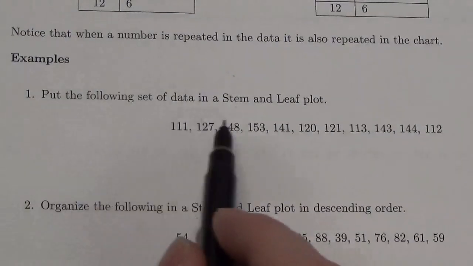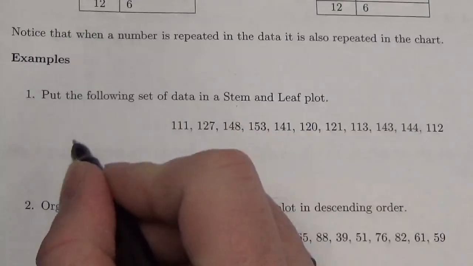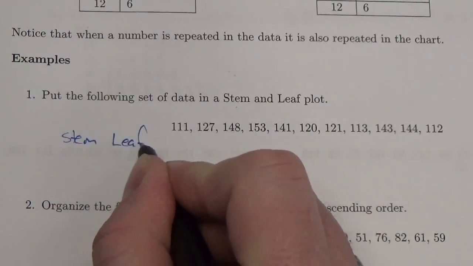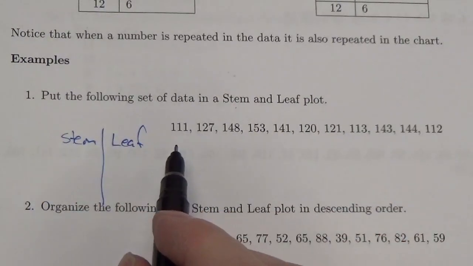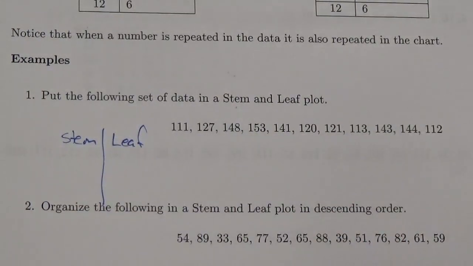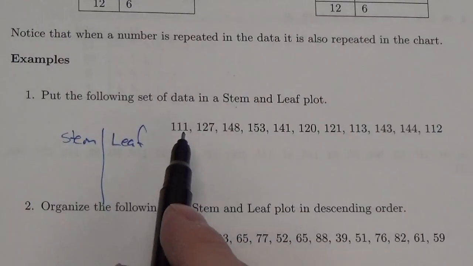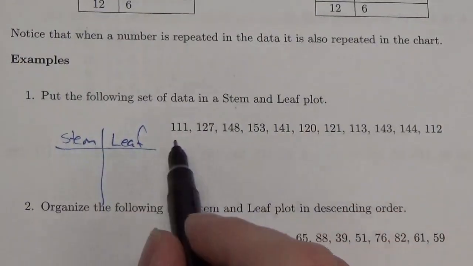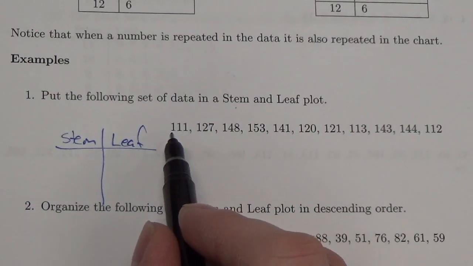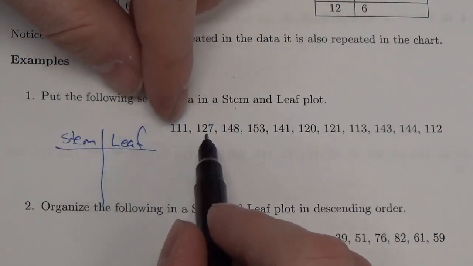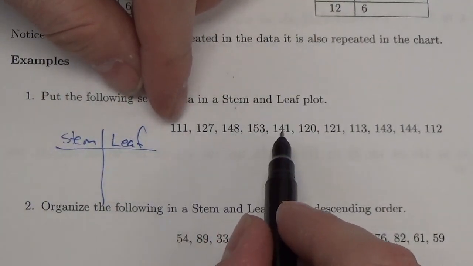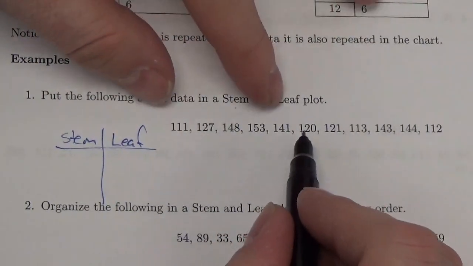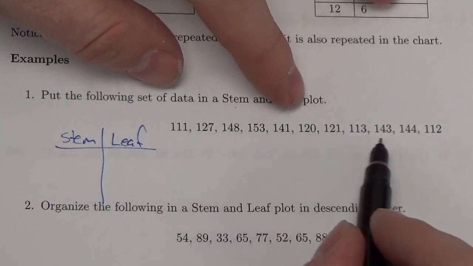Okay, so put the following data into a stem and leaf plot here. So we've got our stem and we've got our leaf. When I take a quick look here, they're all three-digit numbers, but I'm still going to grab that ones digit at the end, because that's really what I want to see. So I've got 111, so basically 11, 12, 14, 15, 14, 12. I'm just looking at the hundreds digit and the tens digit here, putting those together.